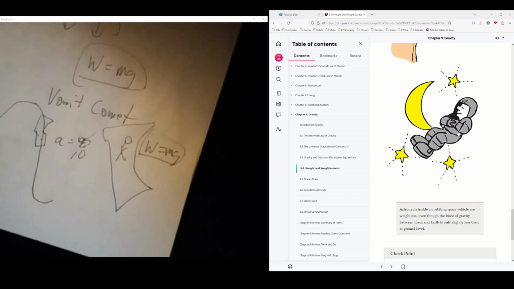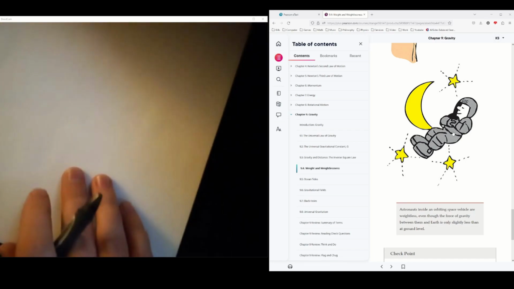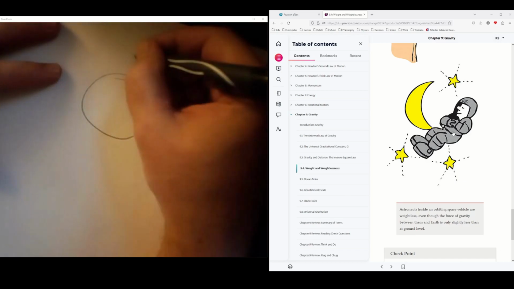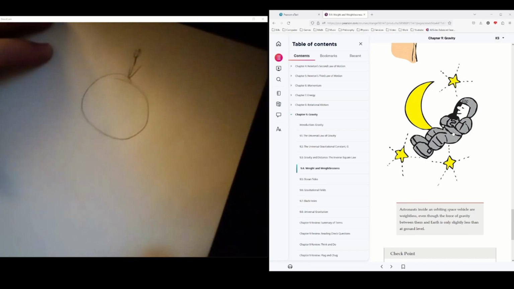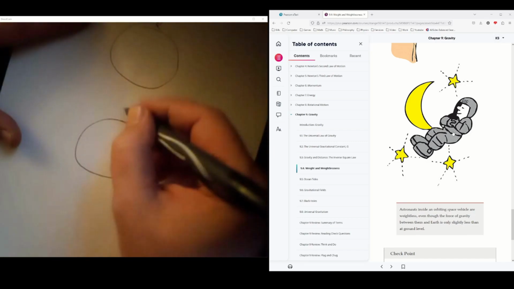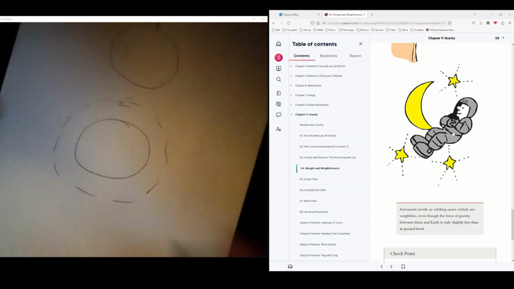And same with the astronauts in the space station. They aren't technically weightless. It's the case of orbit again. Astronauts in a space station are not just falling, because if they were just falling, they'd hit the Earth. Astronauts in a space station have a velocity, and that velocity is what carries them around. They still have weight.